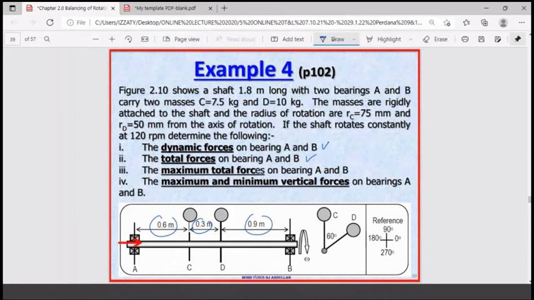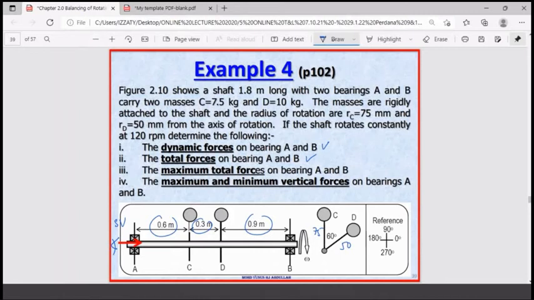From the axis means that if your eye is here, you look at one point, this is the front view and this is the side view. You find that for C here it is 75 millimeters, and for D here it is 50 millimeters. The angle between C and D is 60 degrees. If the shaft rotates constantly at 120 rpm, determine the dynamic force on bearings A and B.